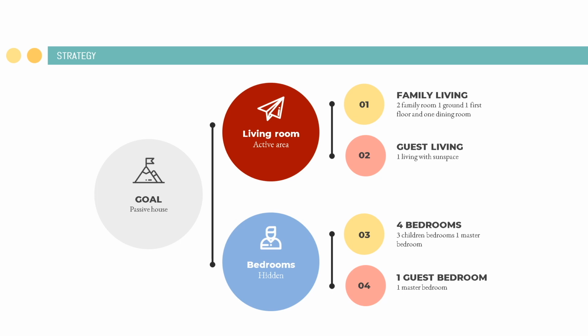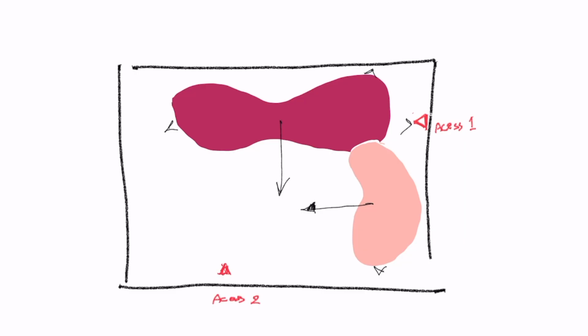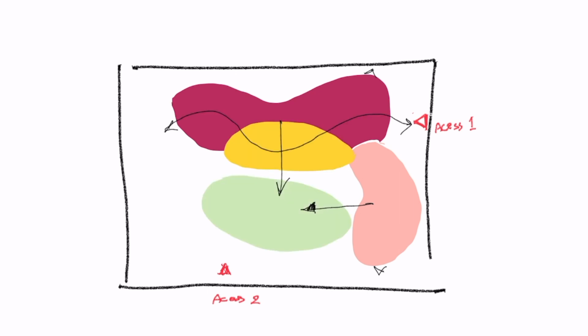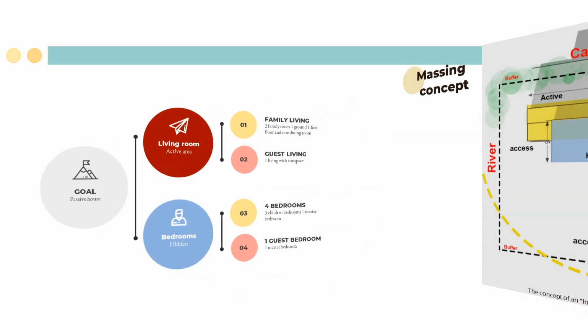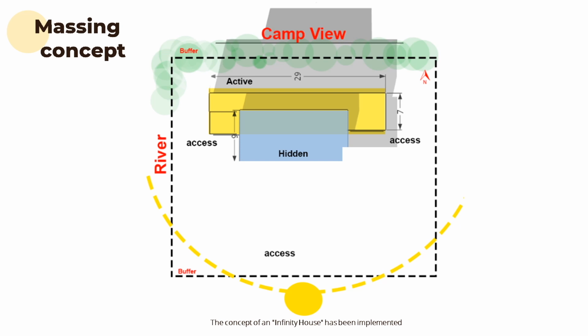On the other hand, the placement of the bedrooms was preferred in hidden, quiet areas. So the 4 bedrooms: 3 for children on the ground floor and 1 master bedroom on the first floor. While in the guest house, 1 master bedroom is there. This thoughtful arrangement adheres closely to the BREEAM codes and regulations, ensuring compliance with sustainable building practices.